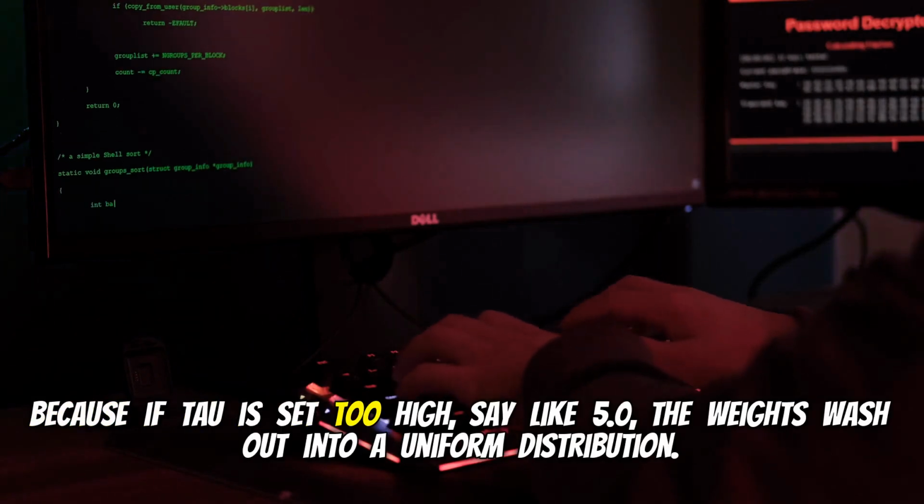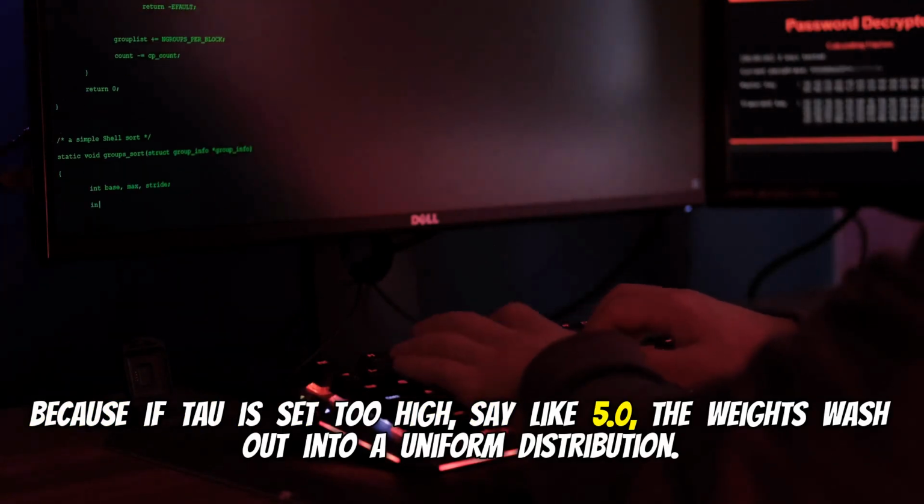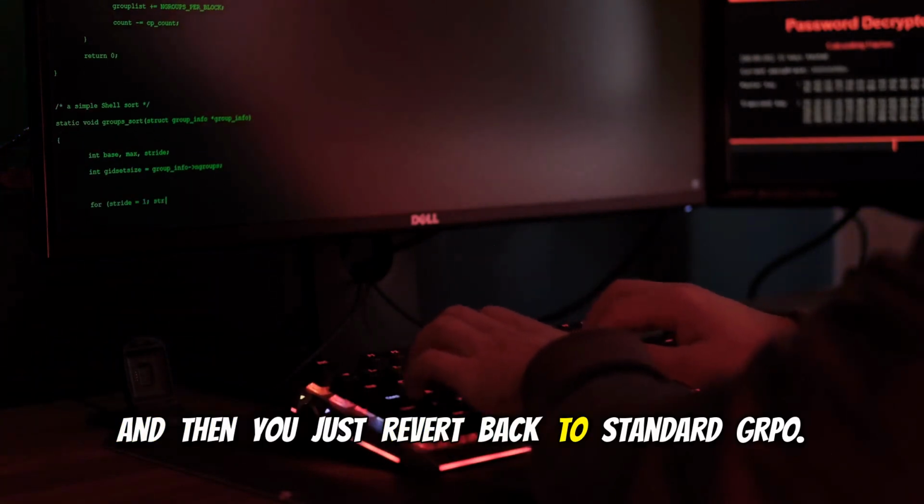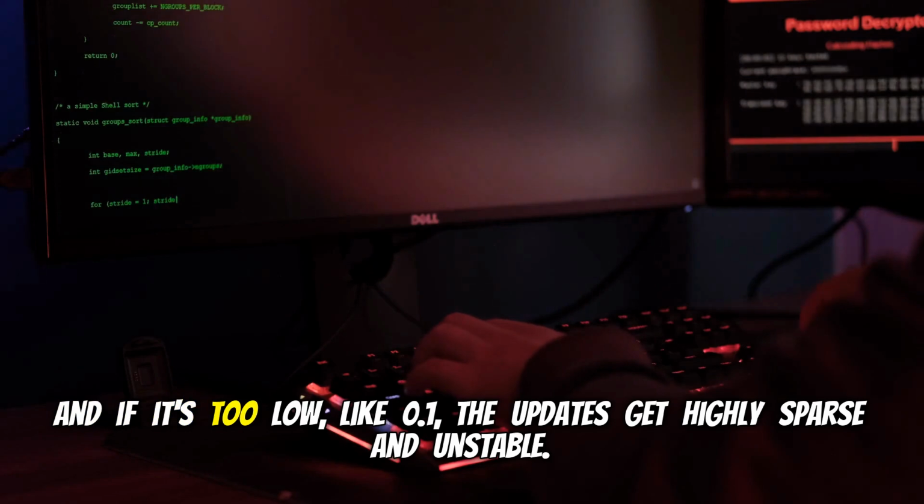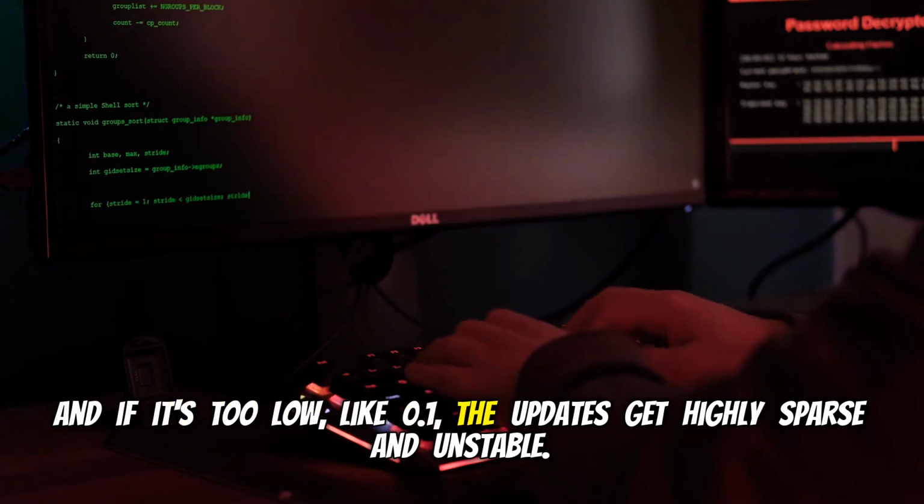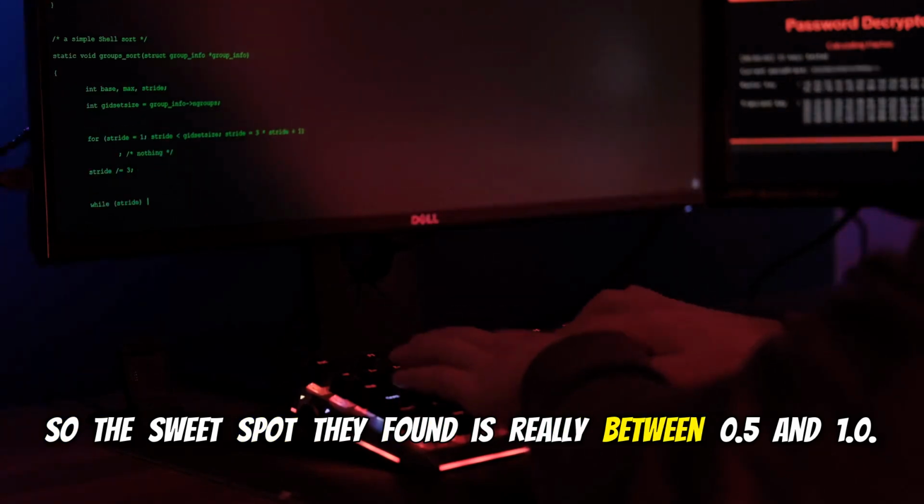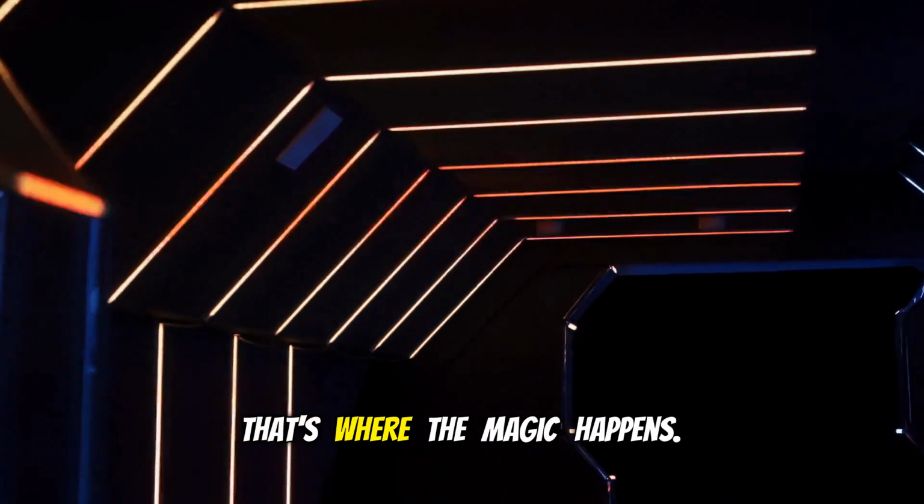Because if tau is set too high, say like 5.0, the weights wash out into a uniform distribution. Yeah, and then you just revert back to standard GRPO. Right. And if it's too low, like 0.1, the updates get highly sparse and unstable. So the sweet spot they found is really between 0.5 and 1.0. Yeah, that's where the magic happens.